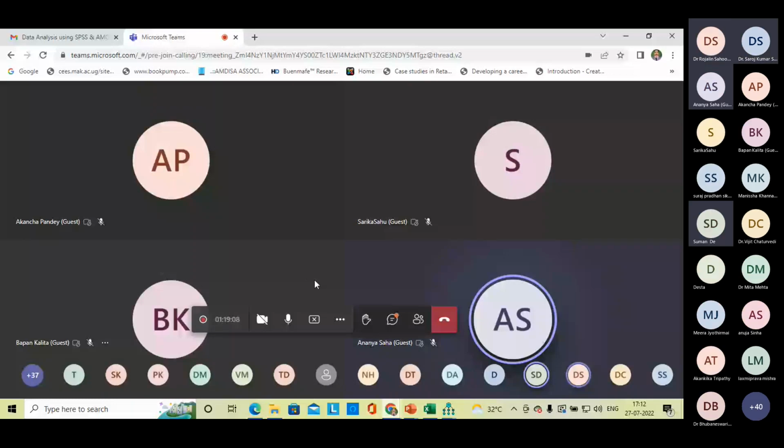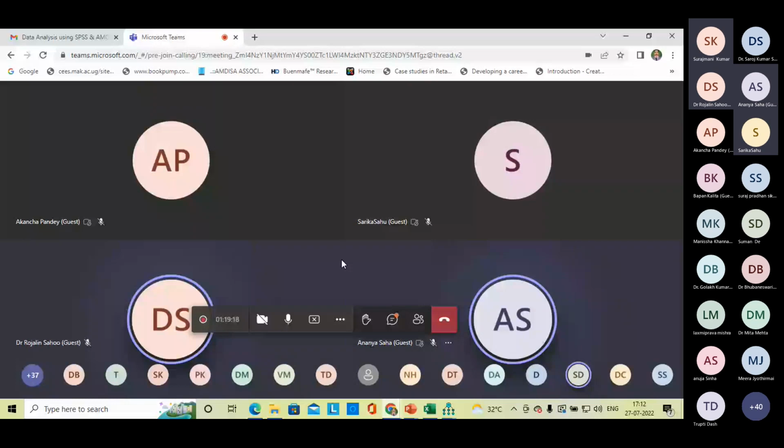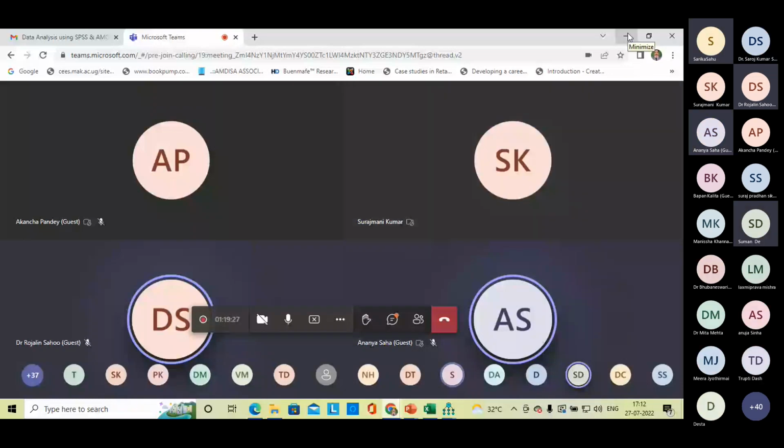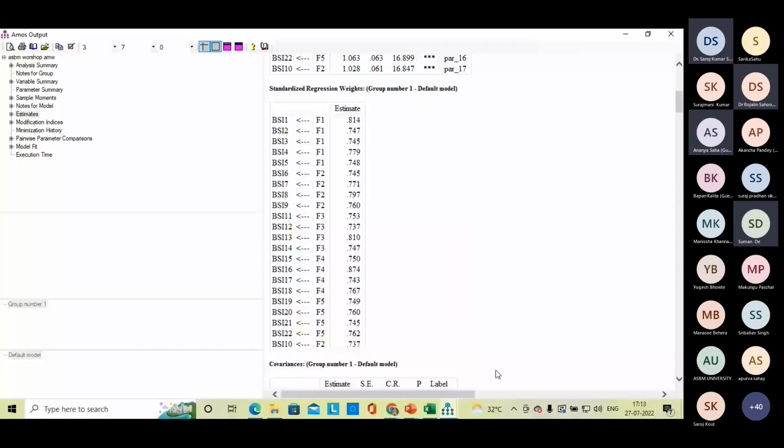Sarika, are you there? Calculating. So 1.167. Yes, sir. It should be divided by 5 also, after deducting from 1 each time. Are divided by 5, that work is over. That is AVE. Now I am talking about CR.